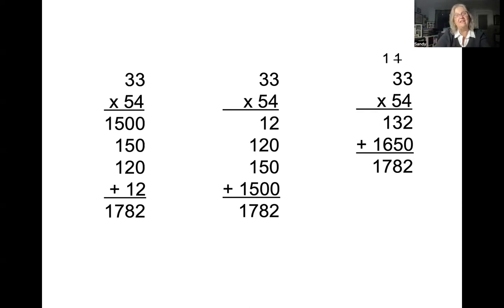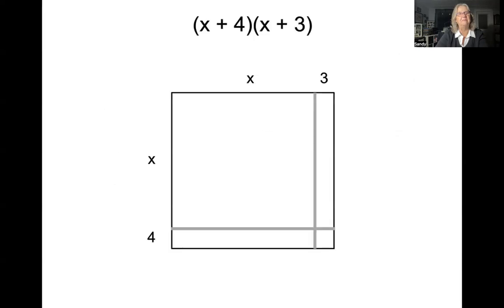And then when you come back, think about that traditional algorithm. If you look at the terms 12 and 120, there's your 132. And the next two, 150 and 1500, there's your 1650. See, it's a shorthand way of combining those partial products in single rows, okay?